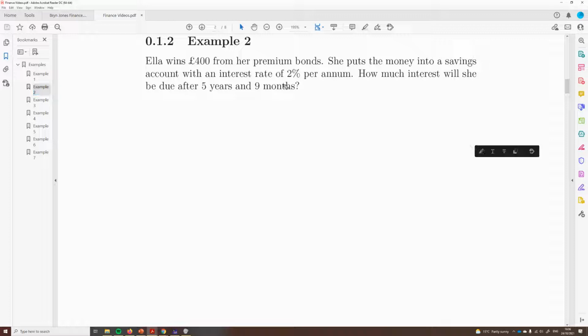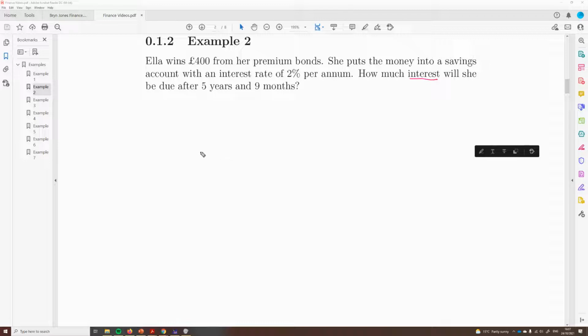Okay, Ella wins £400 from her premium bonds. She puts the money into a savings account with an interest rate of 2% per annum. This means per year. How much interest will she be due after 5 years and 9 months? So it's not how much money will she have, it's how much interest has she earned in that time.